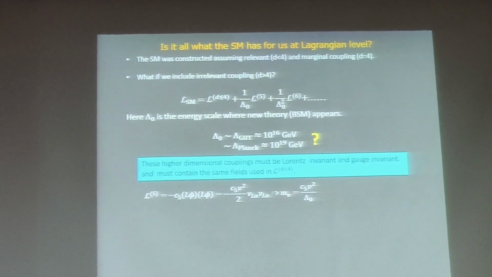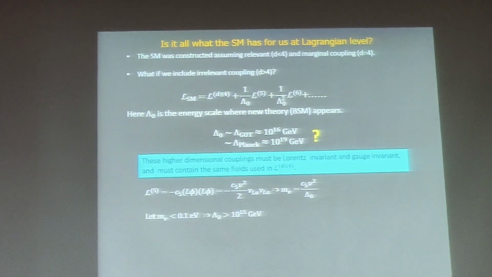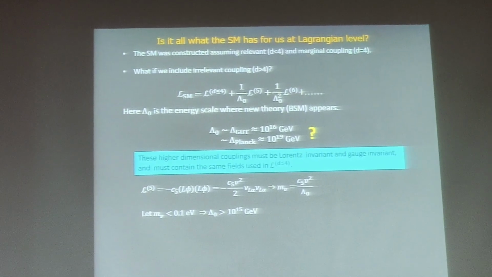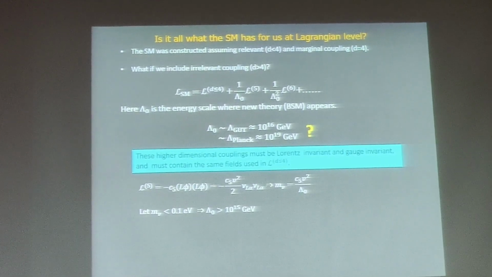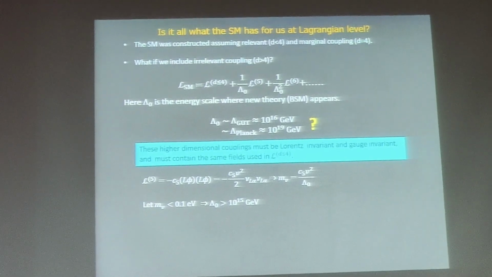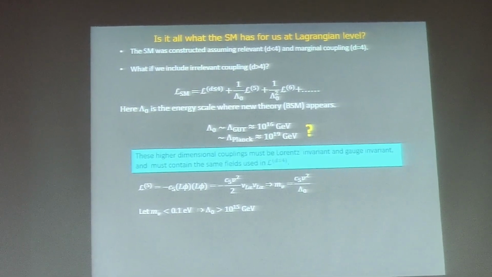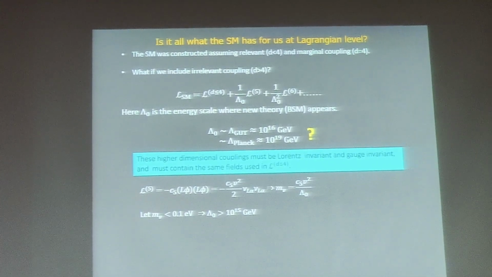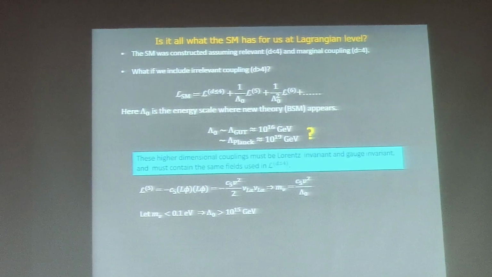So if we use a limit on the mass of the neutrino, we can fix the limit of the scale factor. If I suppose that the mass of the neutrino is less than 0.1 electron volt, then lambda naught should be greater than 10 to the power 15 GeV, almost the same as the Planck scale. So it's interesting that the standard model is itself telling me up to which scale it is applicable. And remarkably, it tells me that it will be applicable up to the Planck scale.